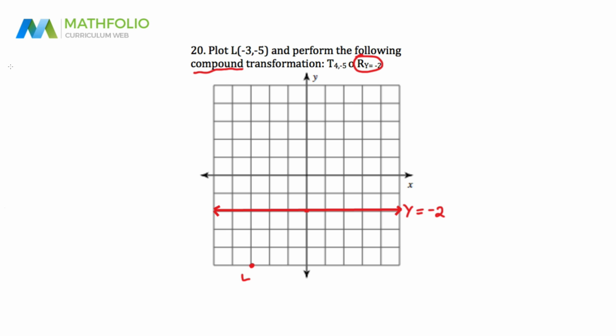And first thing is to do this reflection over this line. So at the moment, L is 3 jumps, 1, 2, 3 jumps to the line. So we're going to go another 3. 1, 2, 3. So this is where L would go. And next we've got to do this translation where we go 4, negative 5. So that's 4 in the x direction. 1, 2, 3, 4. And then negative 5. 1, 2, 3, 4, 5. So L prime is here. When it says negative 5, that means we're going to go down 5 because it's the second number that we see. So that's our y, up or down. That's our final answer for 20.